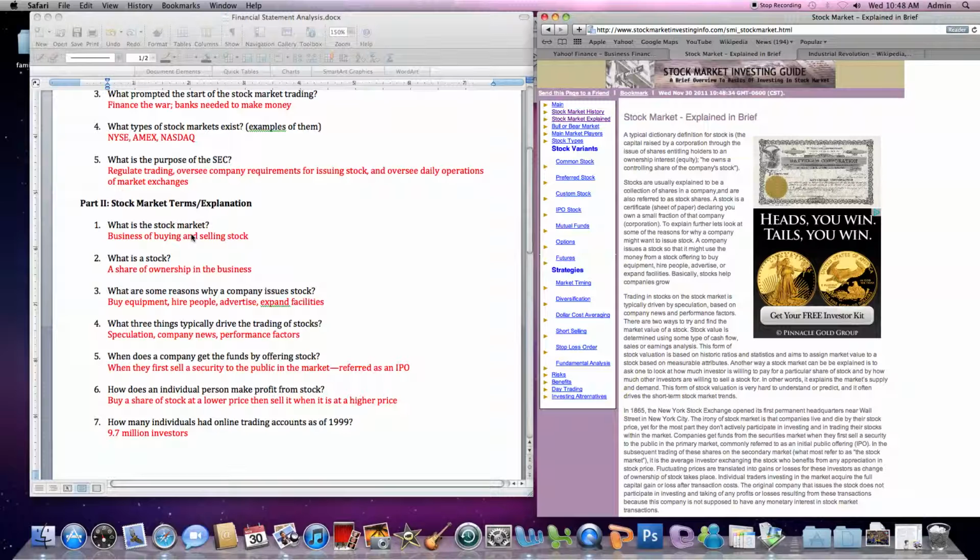Stock market is kind of referred to as a business of buying and selling stock. People buy stock, which is referred to as a share of ownership in the business. All right, so when you buy a share of stock, you're buying one piece of ownership in that business. And of course, you can buy more than one stock at a time. Some reasons why companies issue stock: it helps them make money to buy equipment, hire people, maybe they want to advertise or expand.